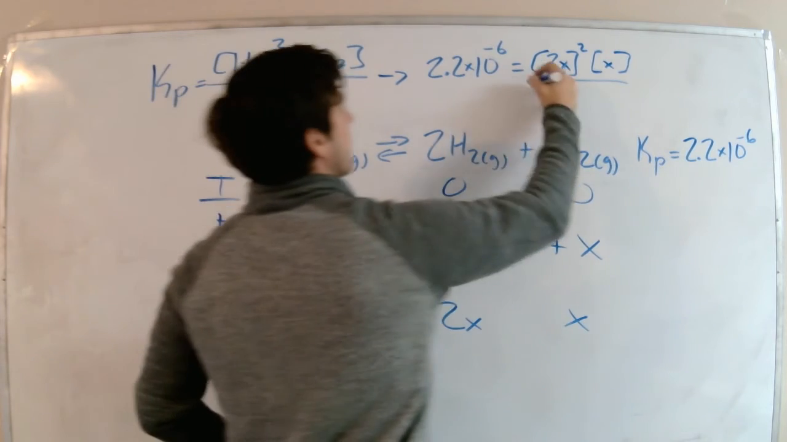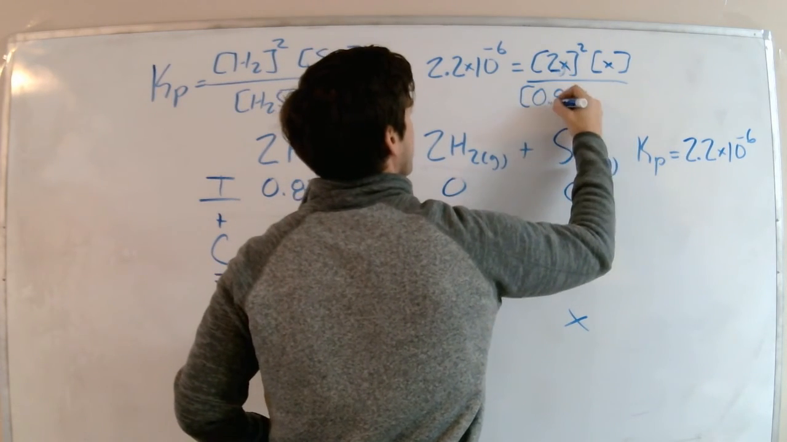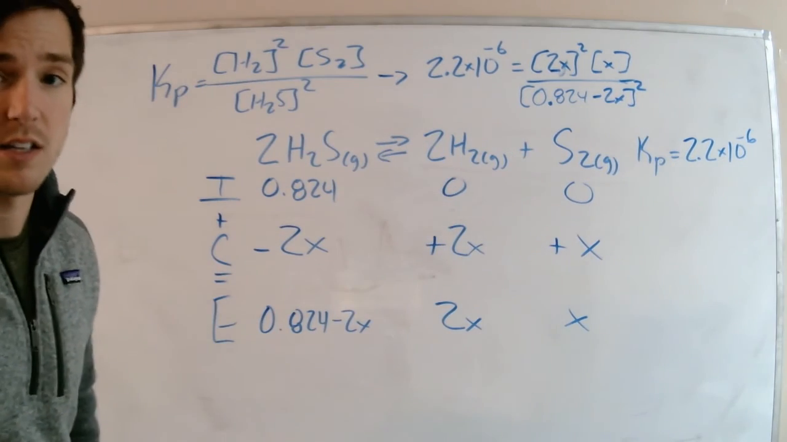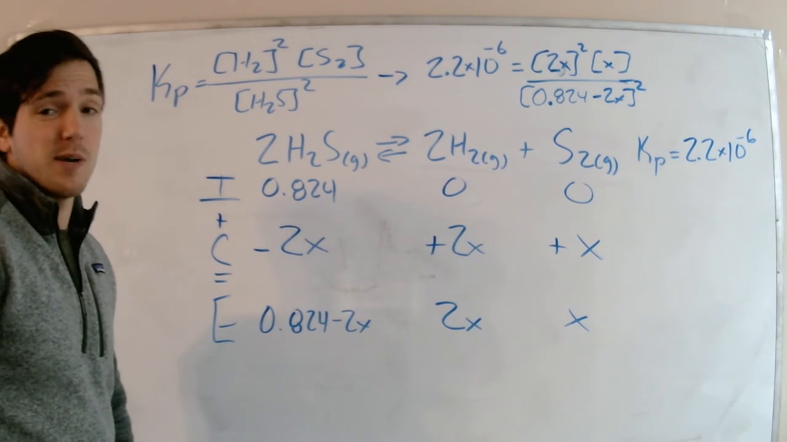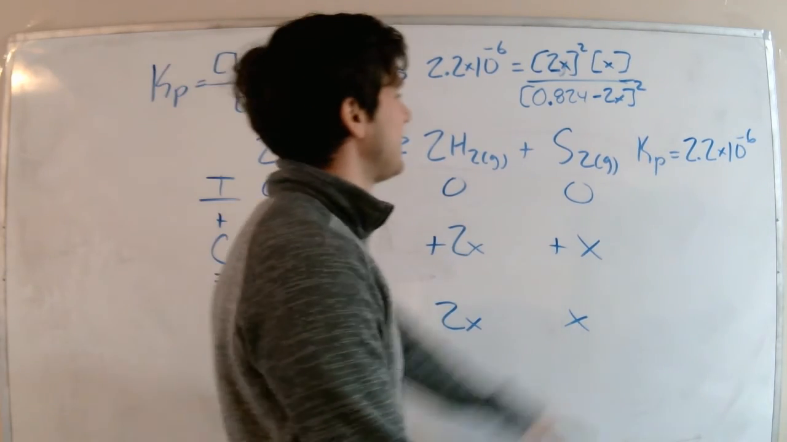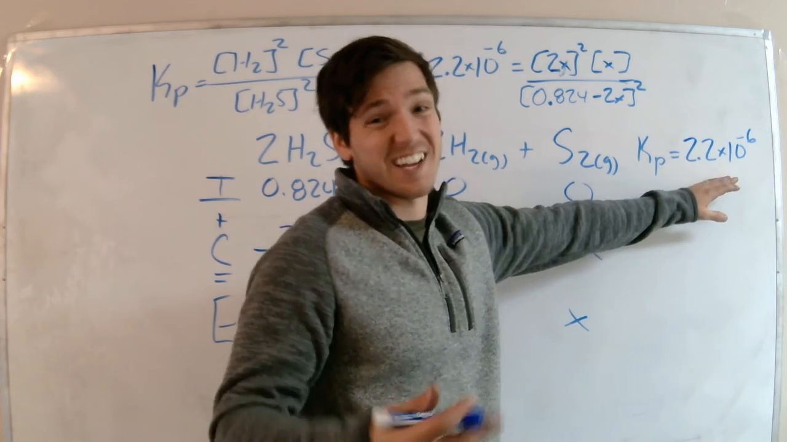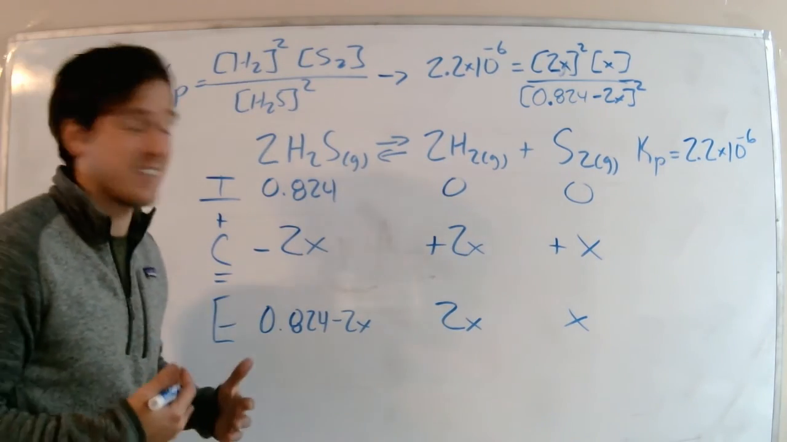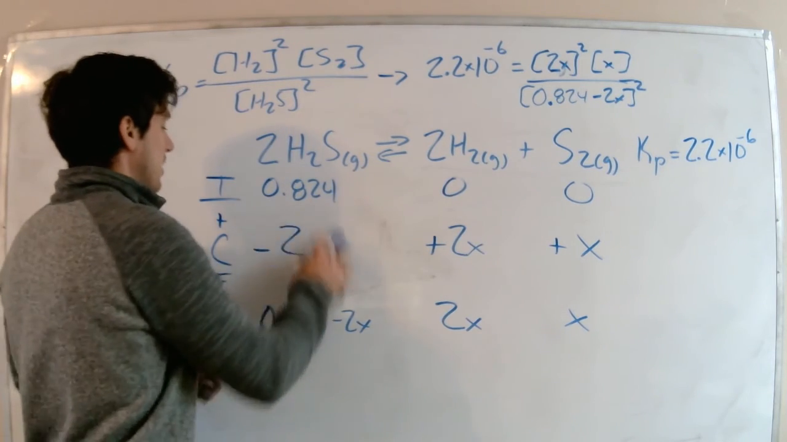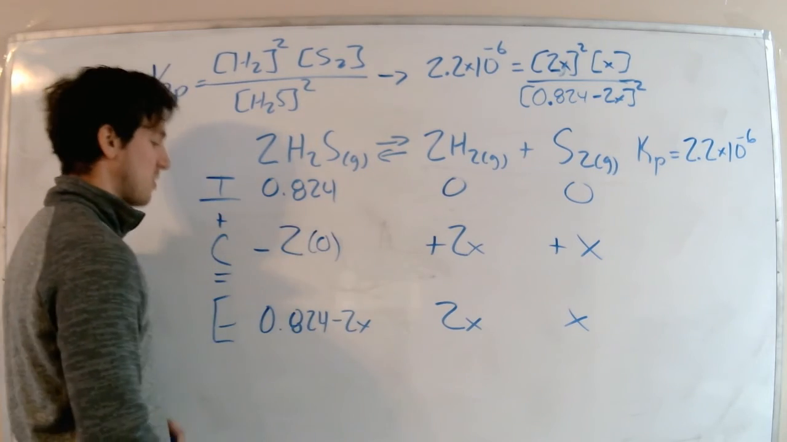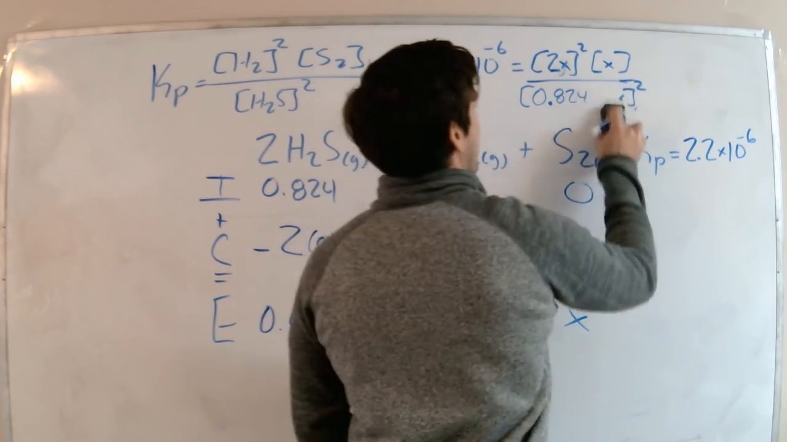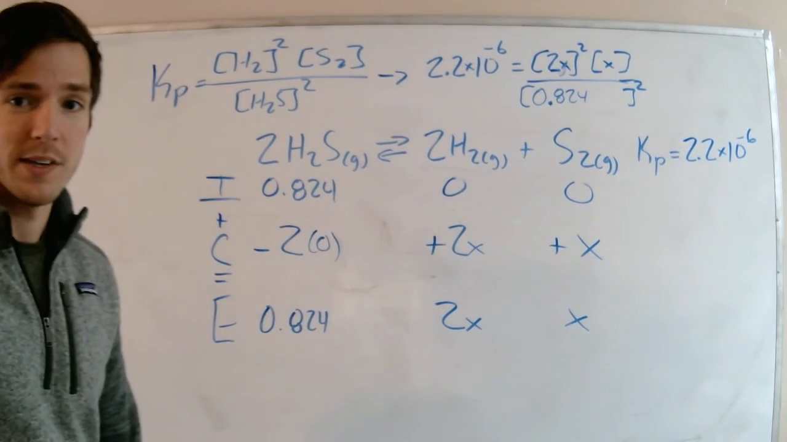And then I'm going to have 0.824 minus 2x squared. And now you might be thinking, this looks ugly. I don't want to do this algebra. Let's see if I can neglect the change on our reactant side. So I'm going to look at my Kp and I see that, wow, that is really, really small. There's not going to be a whole lot of change on the reactant side. The change in concentration isn't going to be a whole lot because that Kp is so small. So I'm just going to assume that is going to be 0. I'm just going to get rid of this minus 2x altogether. And that makes my job a whole lot easier.